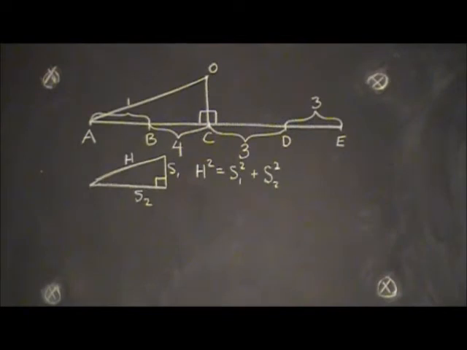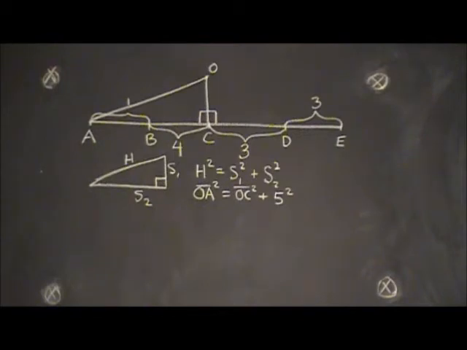If you look at the right triangle shown, the length of its hypotenuse h is related to the lengths of its sides S1 and S2 through the Pythagorean theorem. H squared is equal to S1 squared plus S2 squared. So for triangle OAC, the length of line segment OA squared is equal to the length of line segment OC squared plus the length of line segment AC squared.